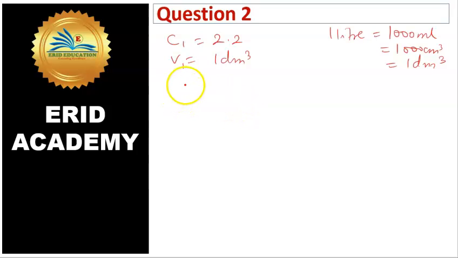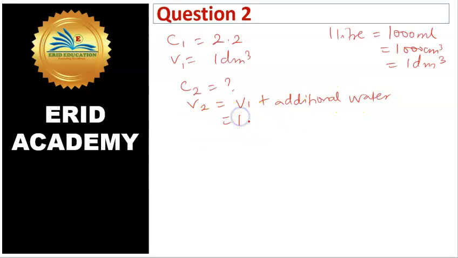Our C2 is what we are looking for. How do we get V2, which is your final volume? Your final volume will be the initial volume V1 plus the additional distilled water added to this.